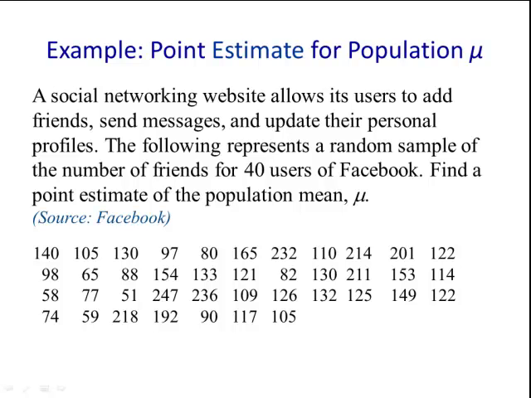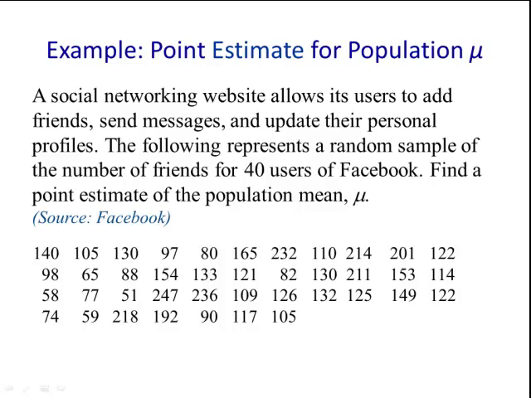Let's look at an example. A social networking website allows its users to add friends, send messages, and update their personal profiles. The following represents a random sample, the number of friends for 40 users of Facebook. Find a point estimate for the population mean, mu. So here we have the 40 values representing the number of friends for each person.